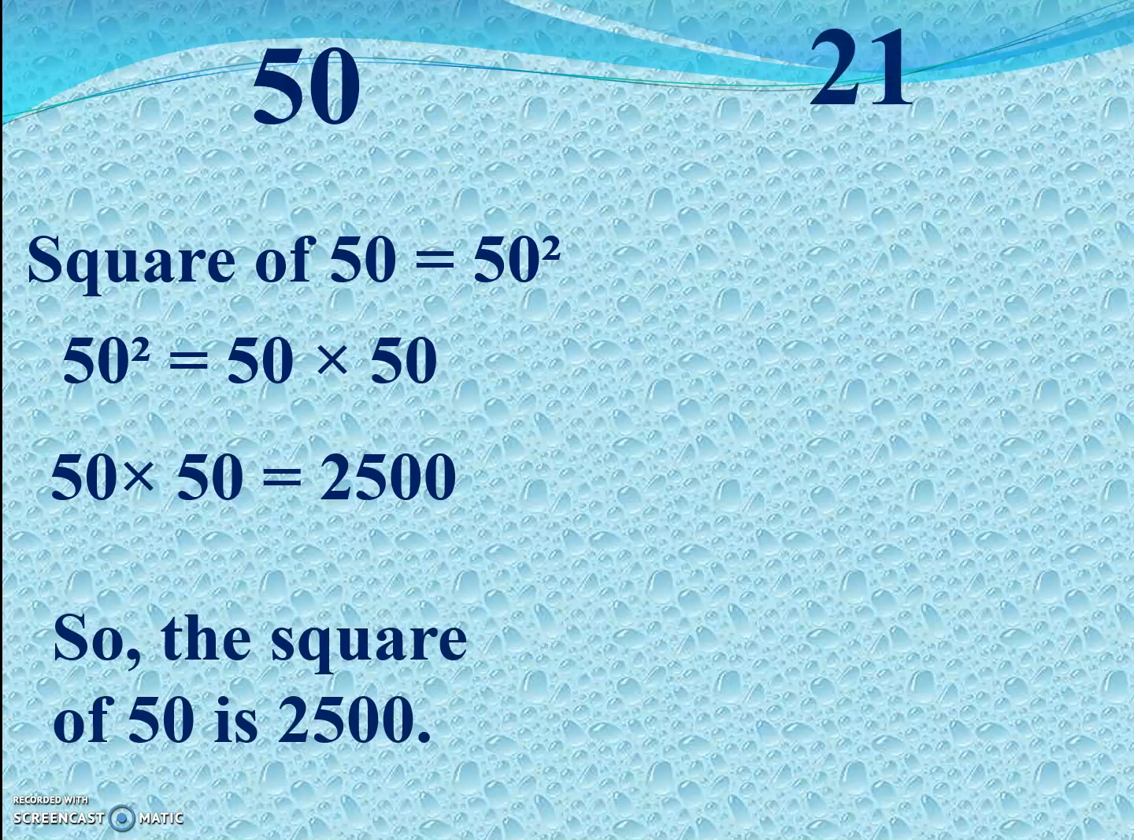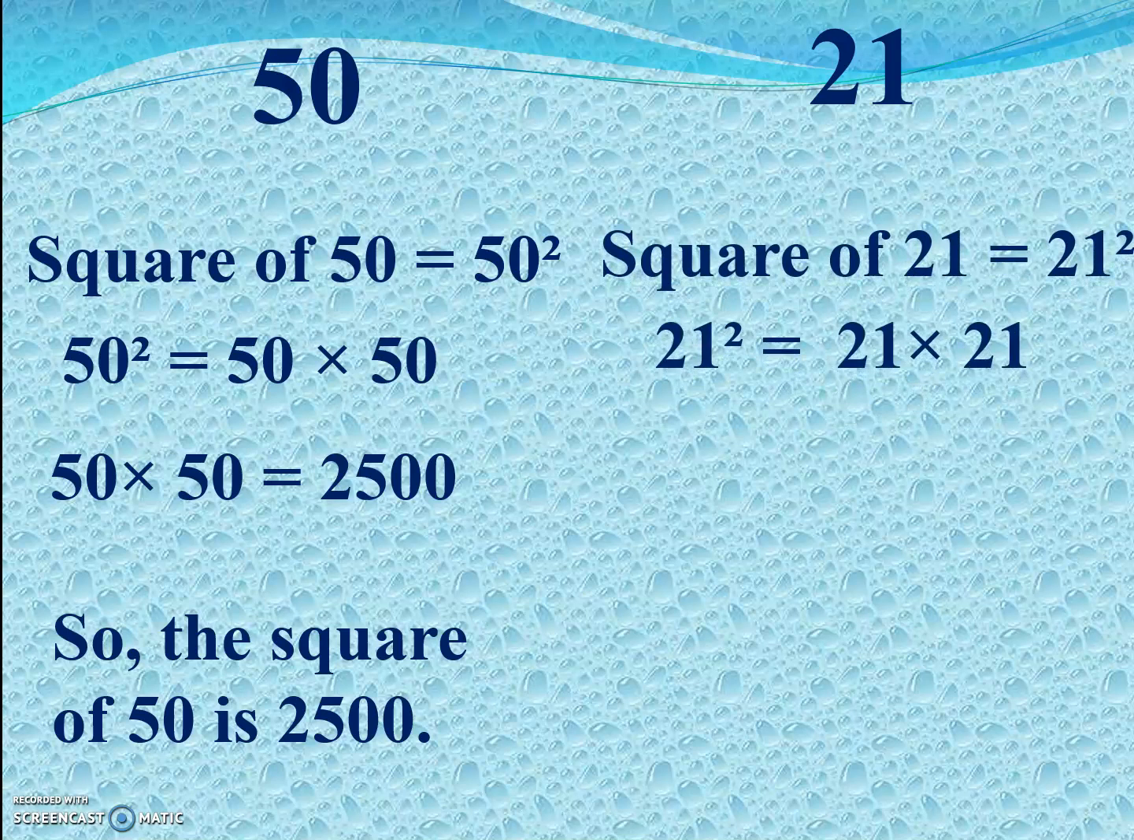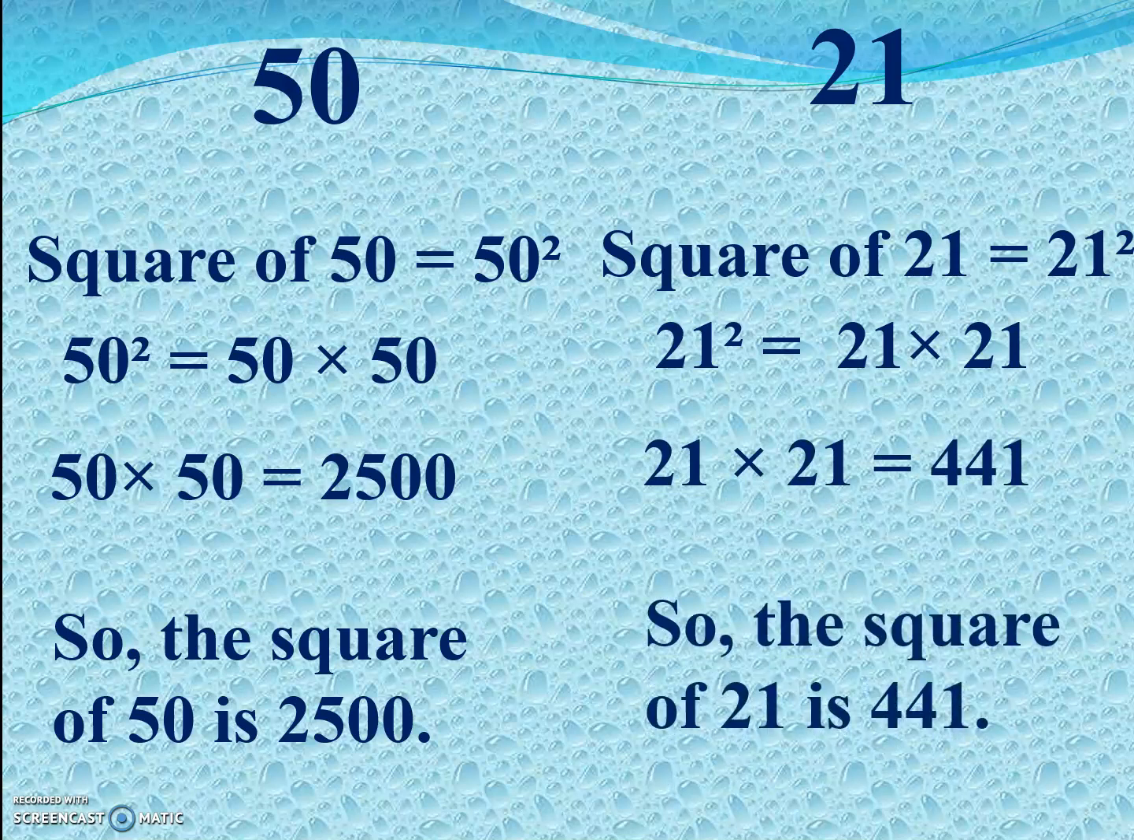Now let's see another one, square of 21. Square of 21 is equal to 21 to the power 2. 21 square is equal to 21 multiplied by 21. And when we multiply 21 and 21, we get the answer 441. So the square of 21 is 441.